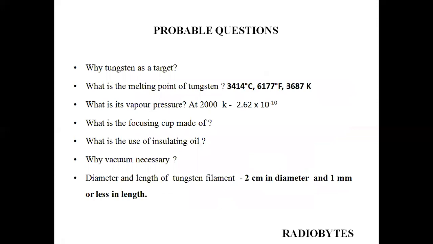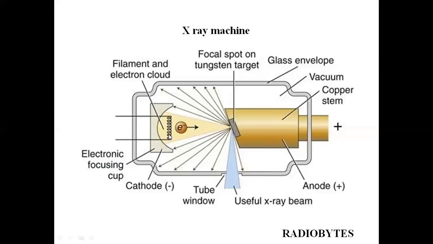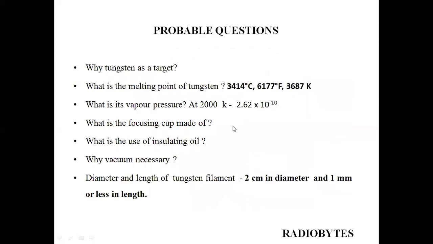So the probable questions which you can expect from this section are: why are we using tungsten as a target? See, in the picture I showed you, the filament here is also made up of tungsten, and the target here is also made up of tungsten. This is because we prefer using tungsten mainly for three reasons. It has a high atomic number, 74, and the melting point of tungsten is also very high. I have given here in Celsius, Fahrenheit and Kelvin the melting point values of tungsten, and the vapor pressure of tungsten is also high. And the atomic number, as I said, is very high, and it is 74.